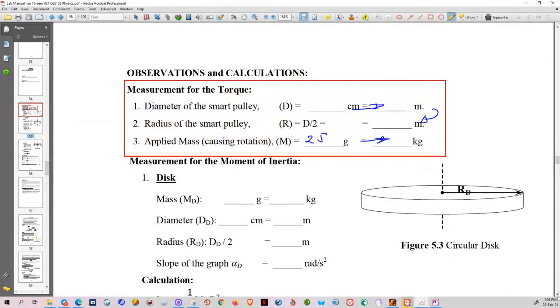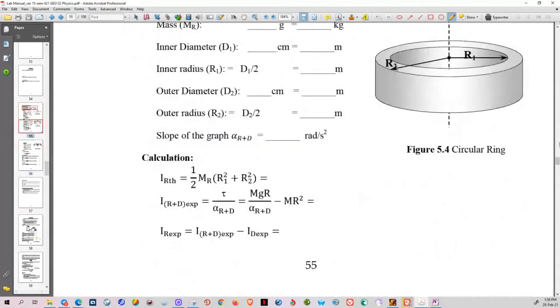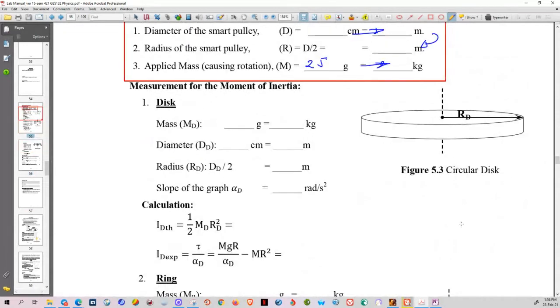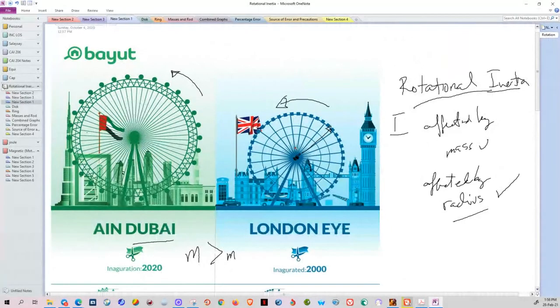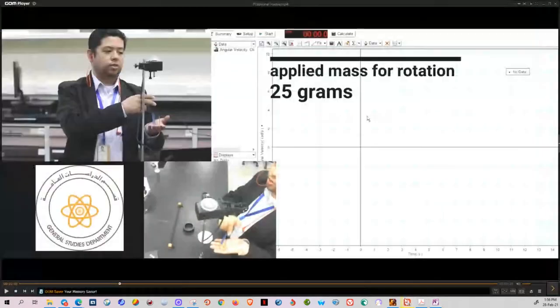So let us continue. In order to calculate, I will just go to my OneNote. It's easier. There you go. Yes, Osama, you have a question? Again, please, teacher. Radius. Which one? Why you didn't listen? Come on. Let's go back. Last chance.